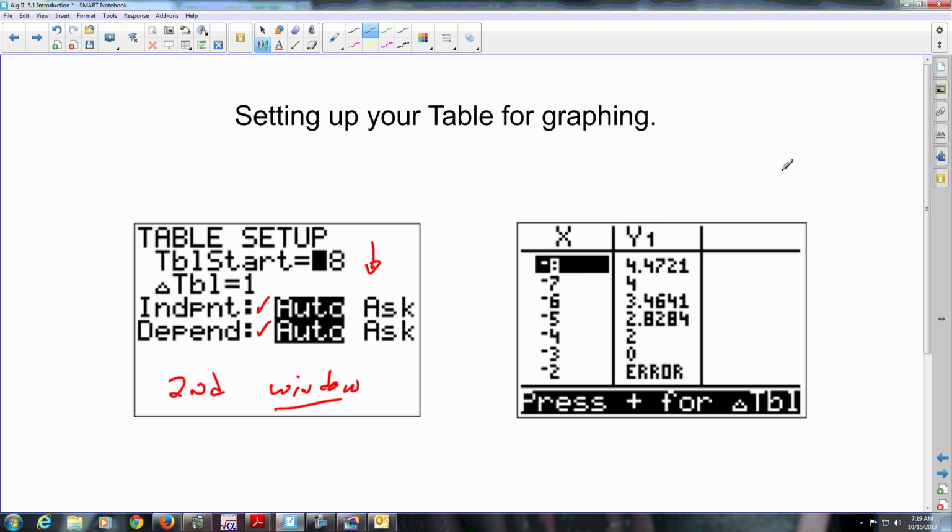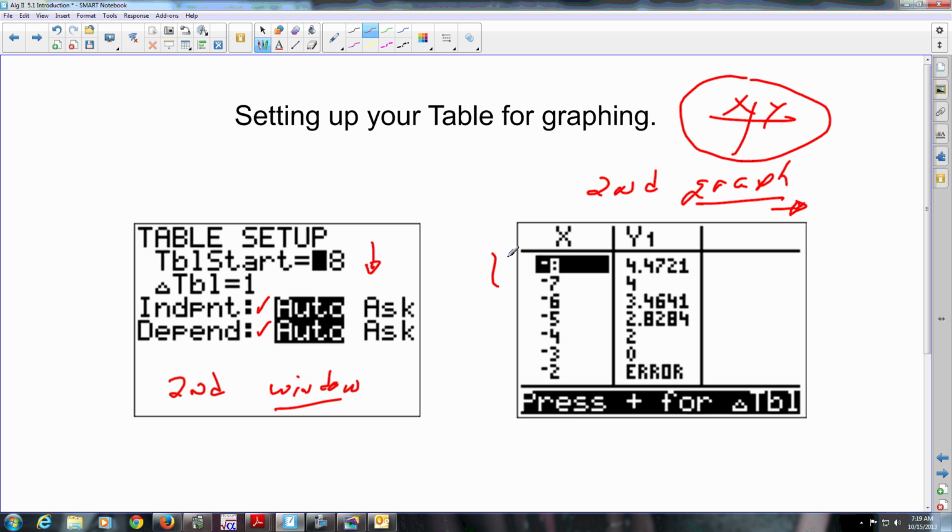To get a table to show up, to get it to build one of these, all you have to do is type an equation in, and I'll show you where to type the equation, and then hit second graph. Again, graph will be on that top row of buttons, just like window was. It's the far right button. Second graph, and it will build one of these tables for you. And you'll be able to scroll up and down in the table using your arrow buttons.